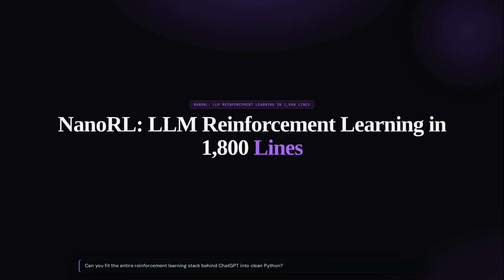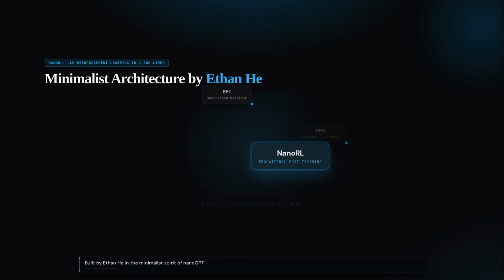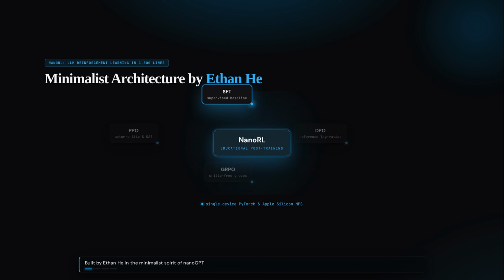Can you fit the entire reinforcement learning stack behind ChatGPT into clean Python? Built by Ethan He in the minimalist spirit of NanoGPT, this educational codebase runs 4 core alignment algorithms on a single GPU or Apple Silicon chip without complex distributed frameworks.